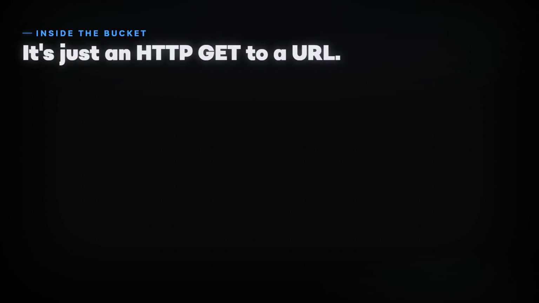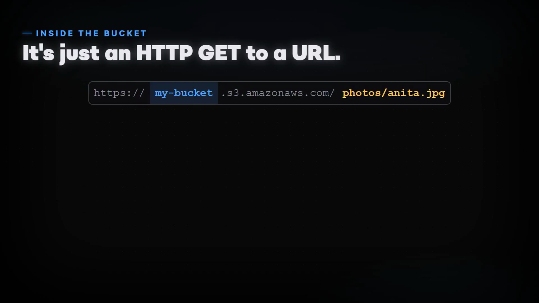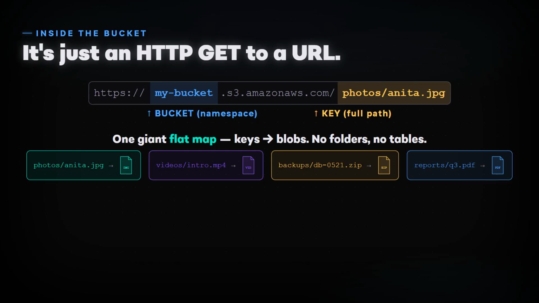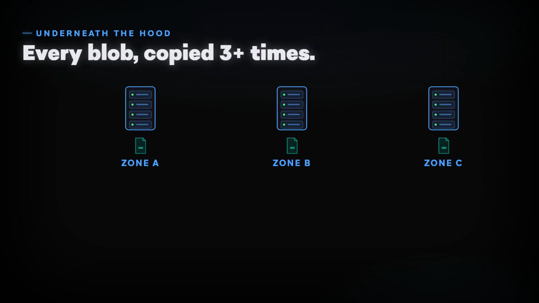Now let's look at what the object store itself actually looks like inside. A request to object storage is just an HTTP GET to a URL. The URL has two important parts. The bucket name, that's like the account or namespace, and the key, that's the full path to your file inside the bucket. Inside the bucket, there are no tables, no folders. The photos/anita.jpg part isn't a folder structure. It's just a string. The whole bucket is one giant flat map from keys to blobs. Photos, videos, backups, zips, they all sit in the same flat namespace, distinguished only by their key.